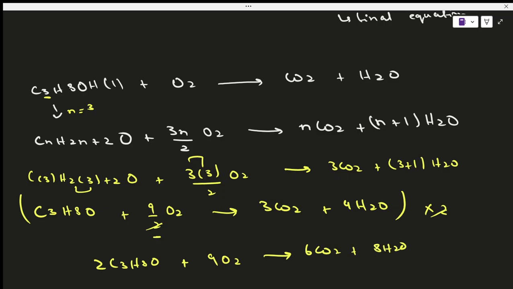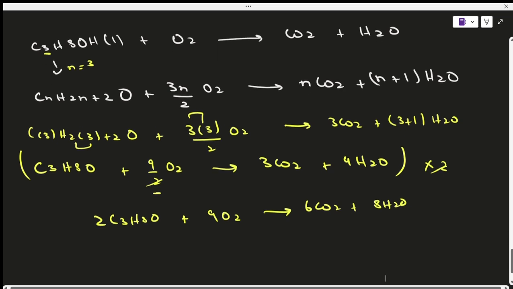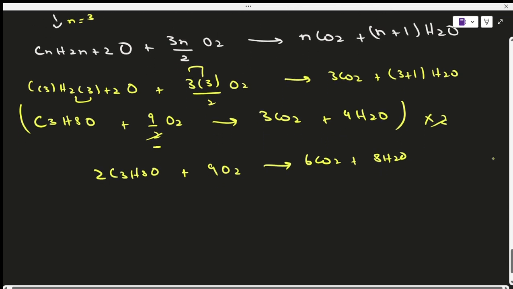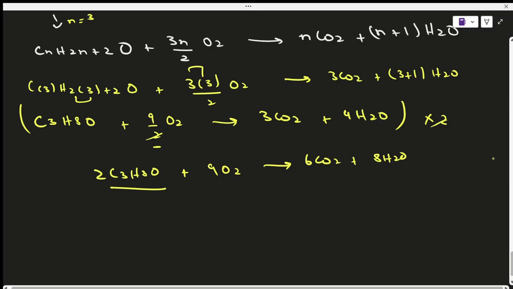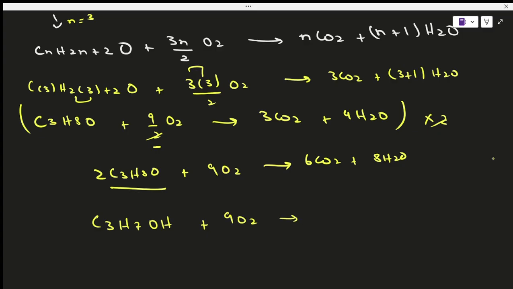And I can just quickly make this again into the right format. Yeah. So that is, again, I'm going to take this. So this is C3H7OH plus 9/2 O2 gives 6CO2 plus 8H2O. And that's how we balance out this equation.